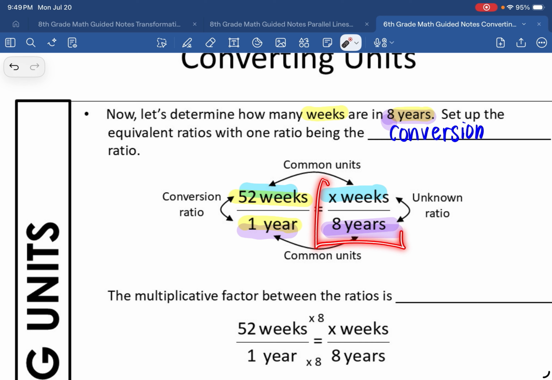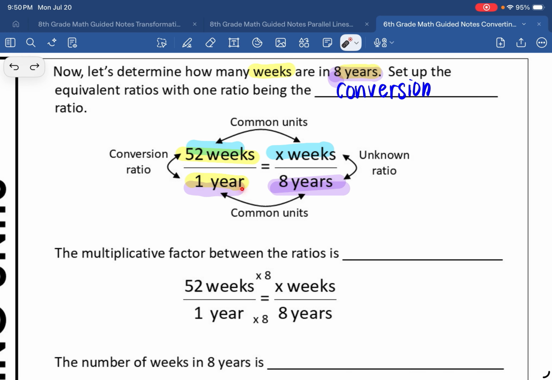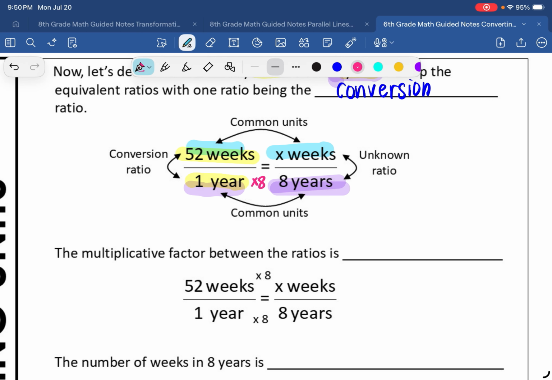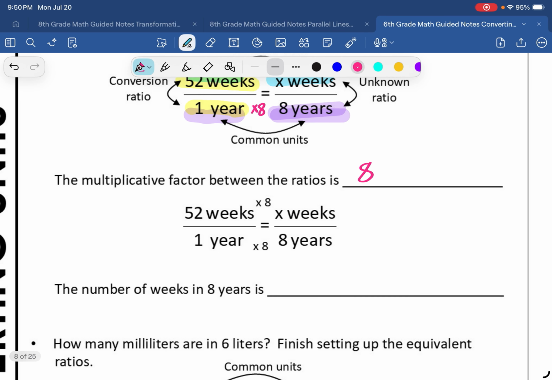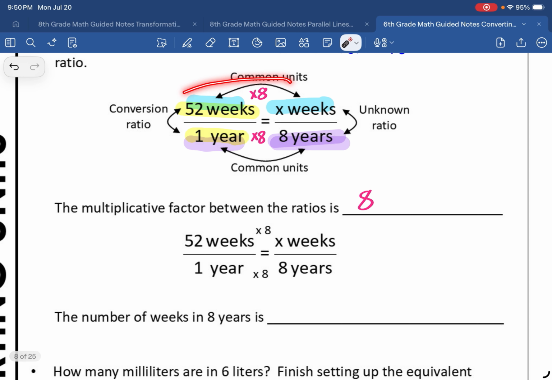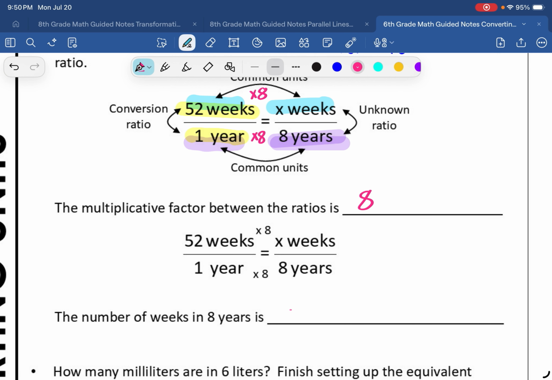So this is my unknown ratio, my conversion ratio, and then I have common units on the top and common units on the bottom. I'm looking for a multiplicative factor between these two numbers right there, and that will give me 1 times 8. 1 times 8 is 8, so 52 times 8 will be my weeks. So the multiplicative factor is 8. The number of weeks in 8 years, so 52 times 8, is 416. So there are 416 weeks in 8 years.